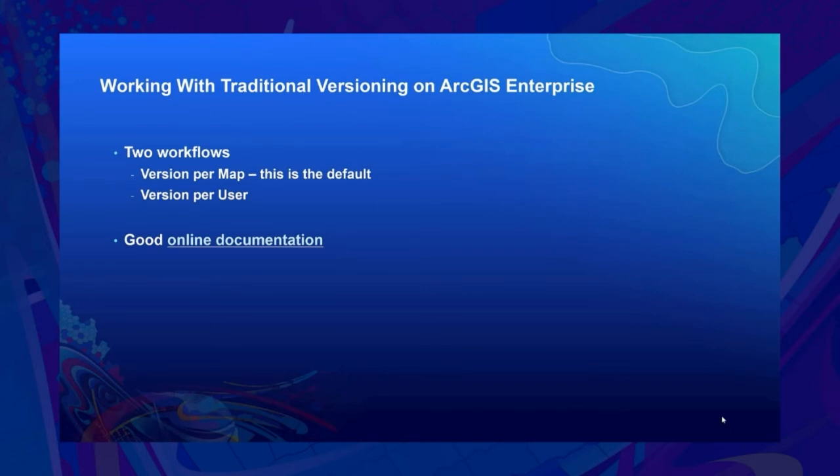So within traditional versioning, there's two workflows. We have the default, which involves creating a new version per map that's taken offline. And we have the other option, which is creating a new version for every user who's going to be using your feature service. So there's great online documentation that you can consult for this that goes into loads of detail about the different workflows and the pros and cons of each.